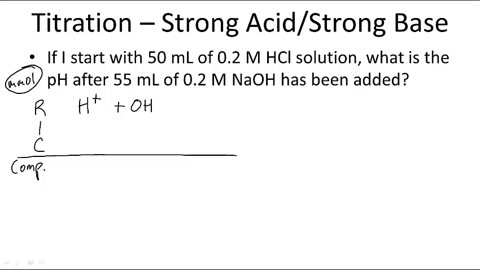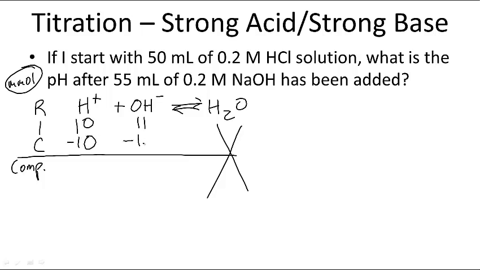H plus OH minus makes H2O. Starting with 10 millimoles of H plus. How many millimoles of OH minus? 55 times 0.2 is 11. Who's the limiting reactant? H plus. So this is going to be minus 10, minus 10. Now instead of having leftover H plus, I have leftover OH minus. So I think the easiest thing to do now would be to calculate the pOH and then just convert that into pH.